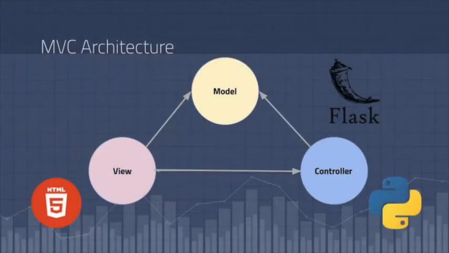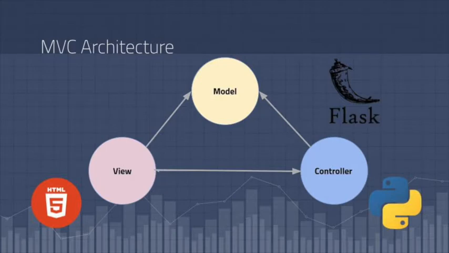Now I will talk about our project architecture. We follow MVC architecture, which stands for Model, View, and Controller. In the front end, we use HTML5, JavaScript, and CSS to display our web pages. And in the back end, we use the Python Flask framework, which is the framework for creating web apps in Python.